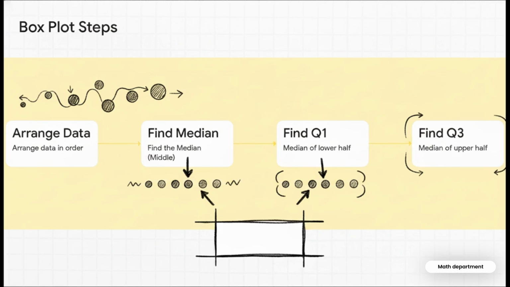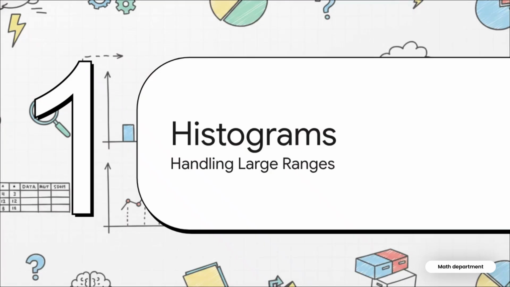Finally, step 4, we find the middle of the upper half, which is quartile 3. You just draw a box between those quartiles, and boom, you've got a box plot. Section 4, histograms for grouped data, handling large ranges.